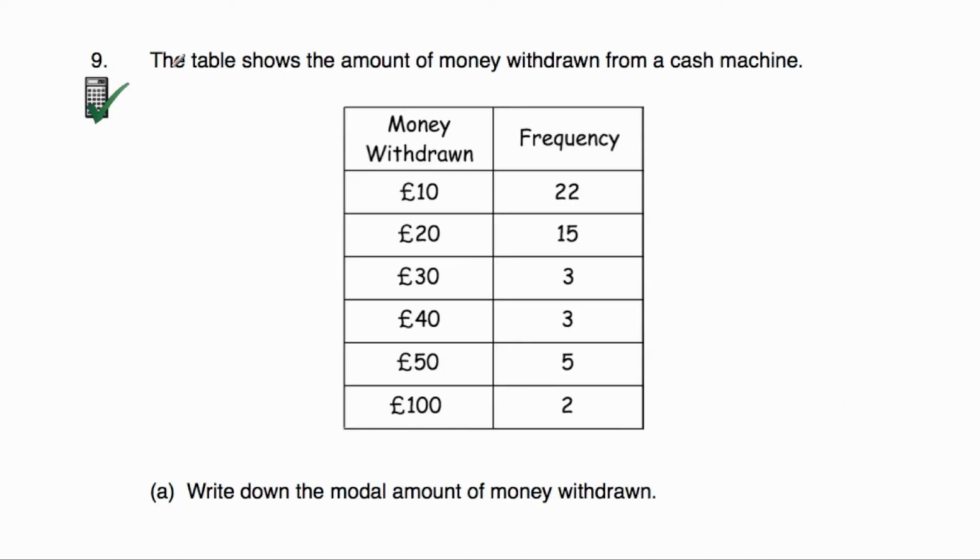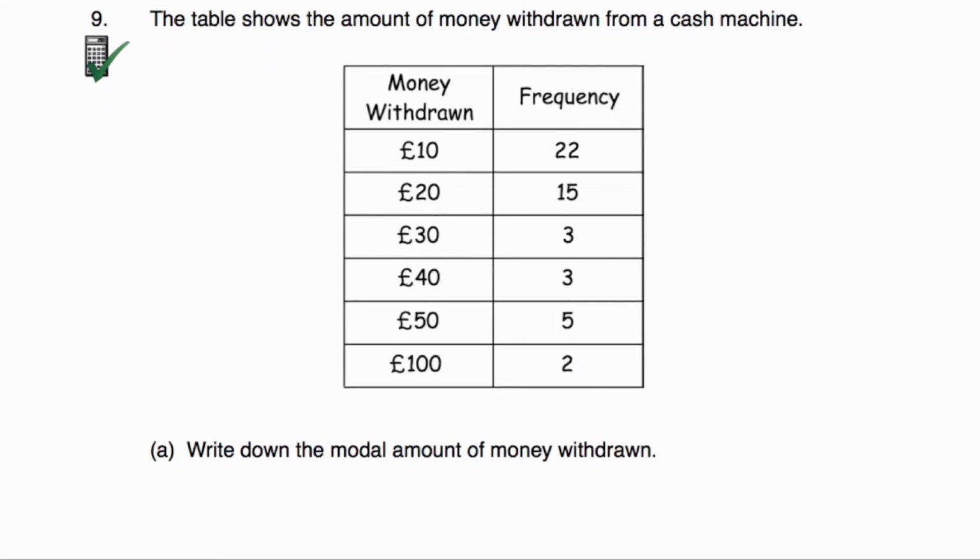Okay, question number 9. The table shows the amount of money being withdrawn from a cash machine. So we've got this cash machine, and 22 times £10 was withdrawn. On 15 occasions, £20 was withdrawn. On 3 occasions, £30 was withdrawn by the customers. 3 different customers withdrew £40, on 5 occasions £50 was withdrawn, and on 2 occasions £100 was withdrawn.